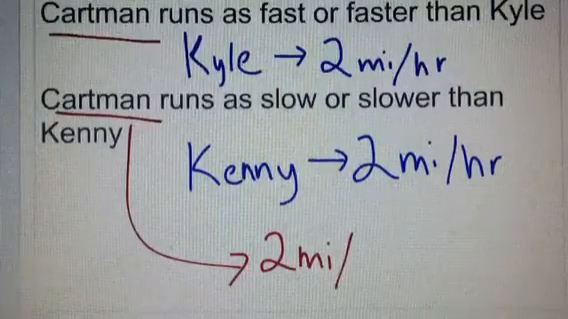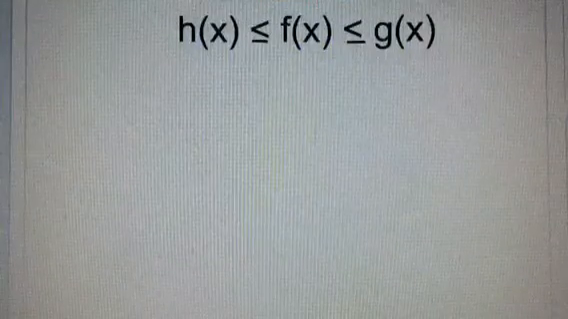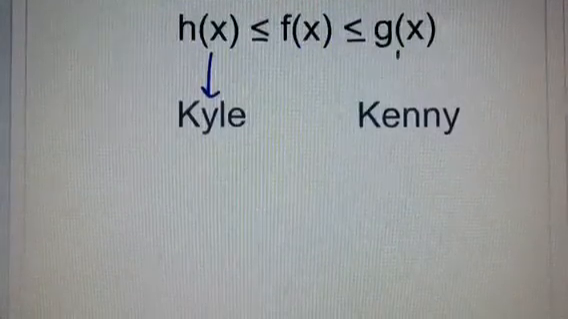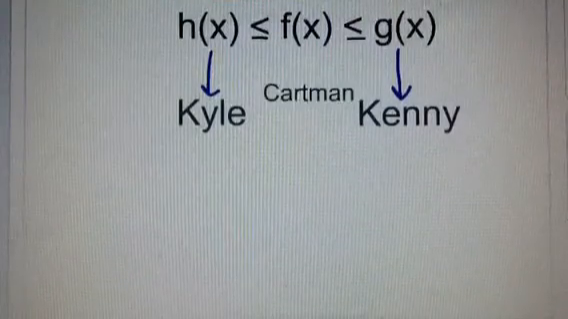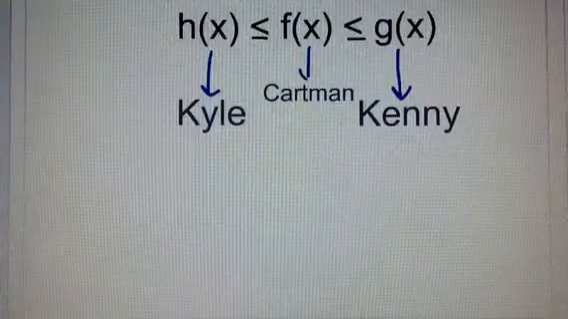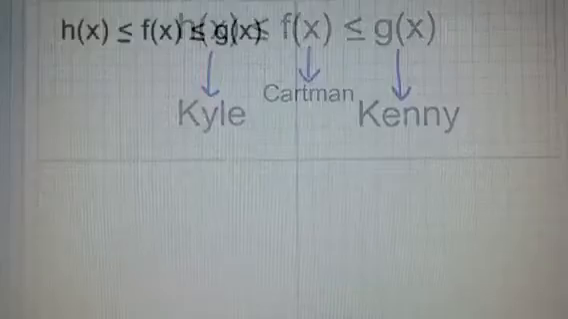This is because the squeeze theorem essentially says that if I'm always greater than or equal to one thing, and if I'm always less than or equal to another thing at some point, and those two things are equal, then I must be equal to whatever those things are equal to. I've kind of been squeezed in between them.